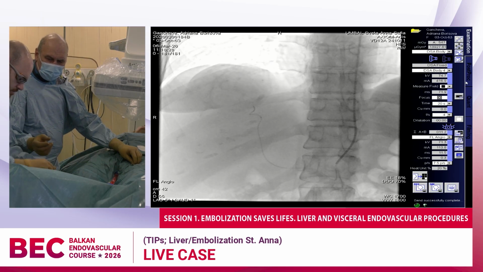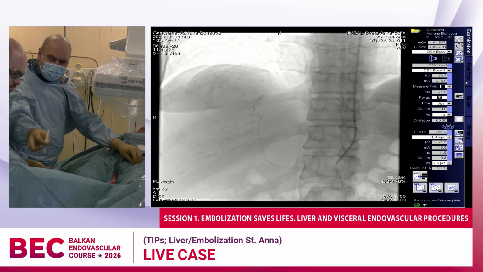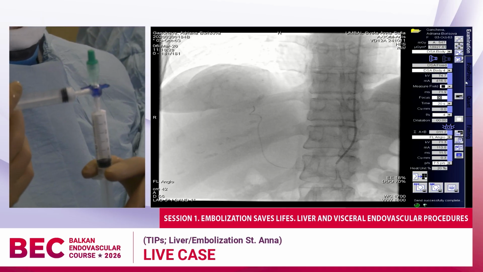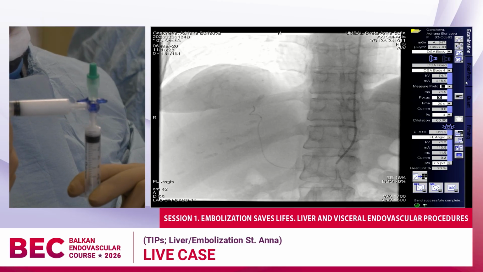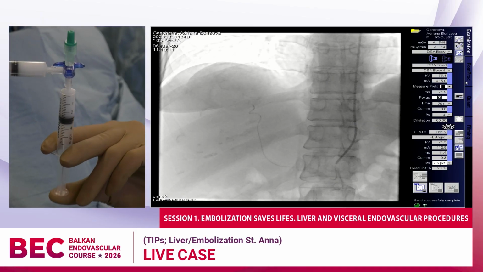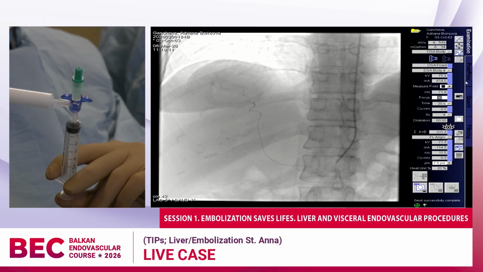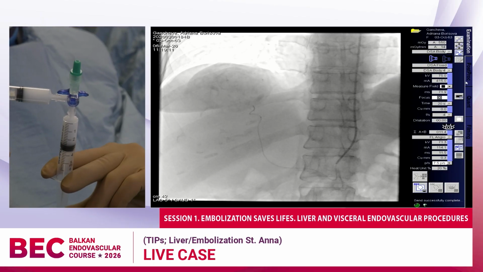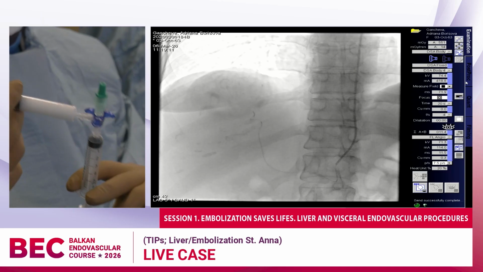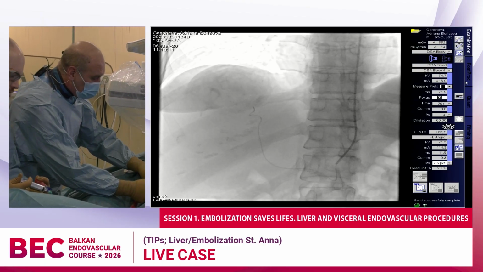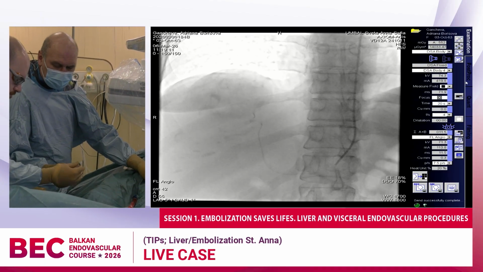Okay, can you look at the camera now? You first put the gel-spon inside water, you wait a bit, and then you start to shake it between the two syringes. And usually there is now a slowing of the contrast in the feeding vessel, so we're almost ready.